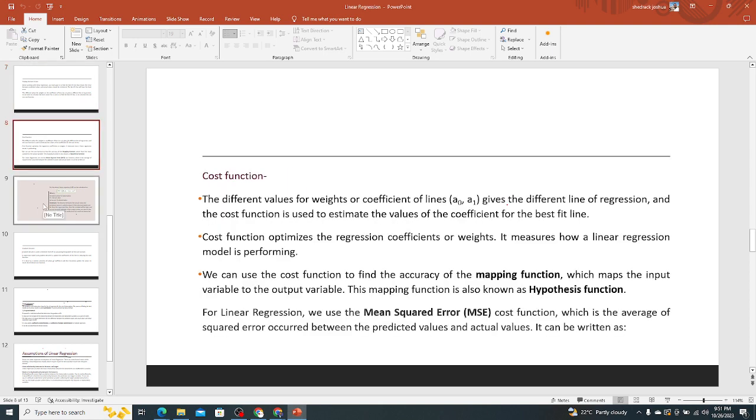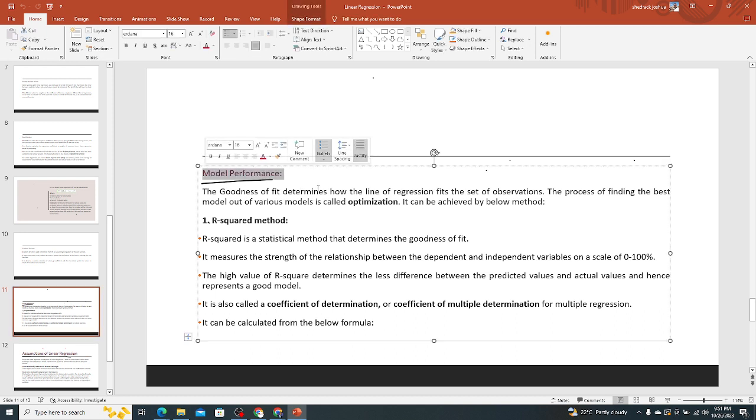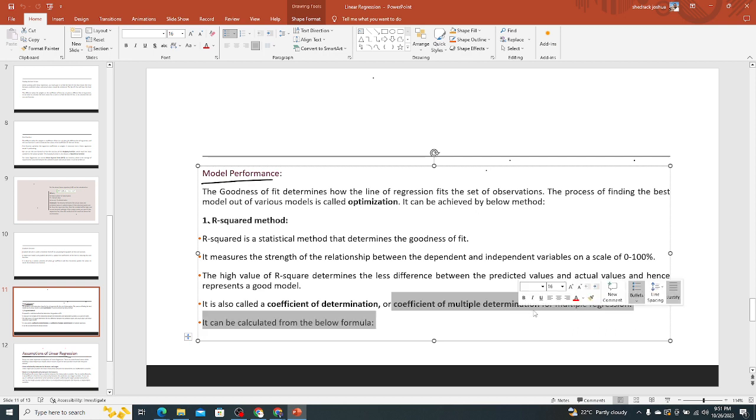Let me just show you. You can see how we can measure the model performance, and also how we can optimize. So this is something we are coming to work with. You can see we have the coefficient of multiple determination, which will be the indicator to show us if the model is good, or we will have to change the independent variables which we've chosen.